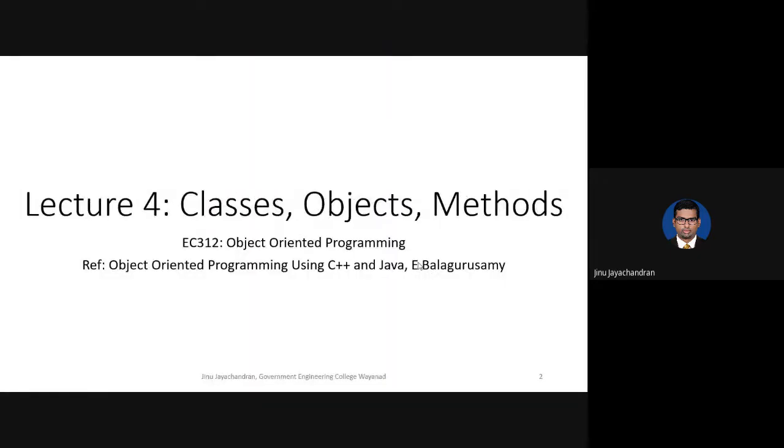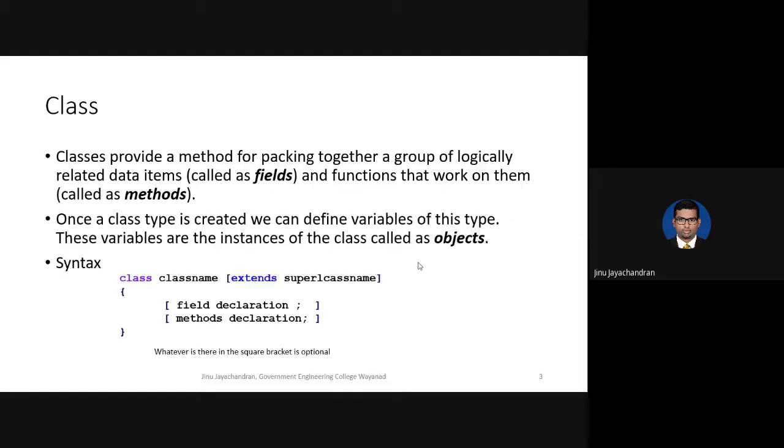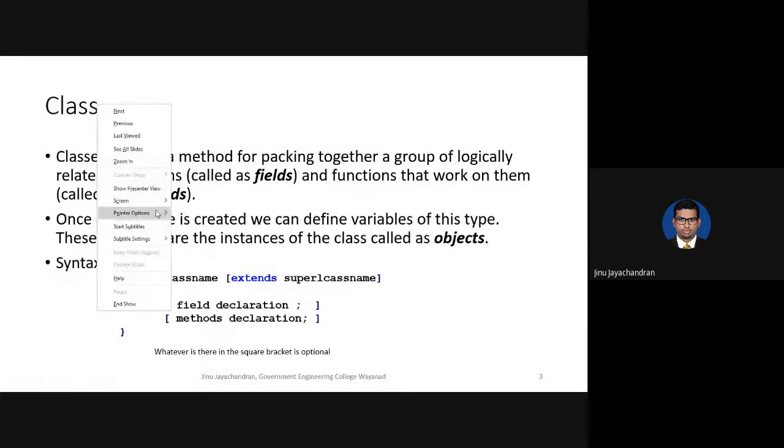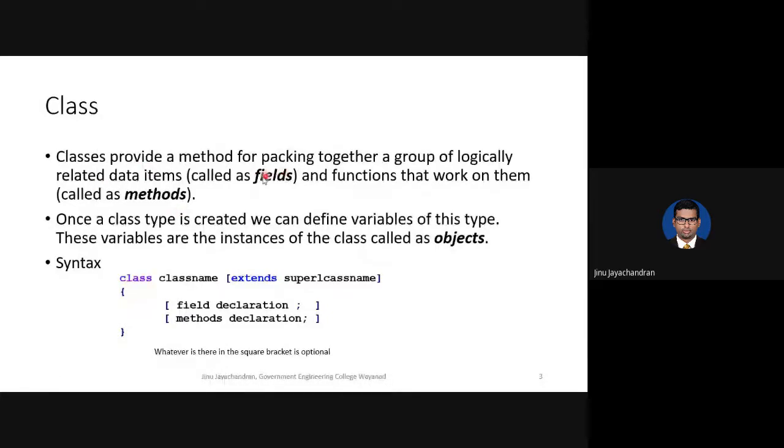So we are going to look at classes, objects, and methods. The definition of a class we have seen earlier: it provides a method for packing together a group of logically related data items called fields and functions that work on them called methods. So a class is an example of encapsulation in an object-oriented program. Once a class type is created, we can define variables of this type. These variables are the instances of the class called objects. So we have seen how we can create objects in classes.